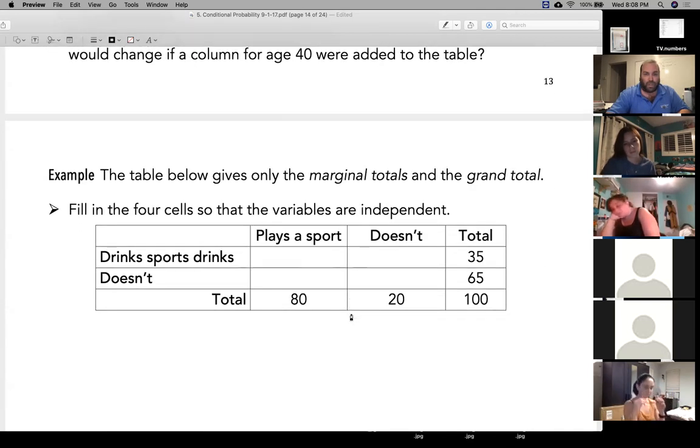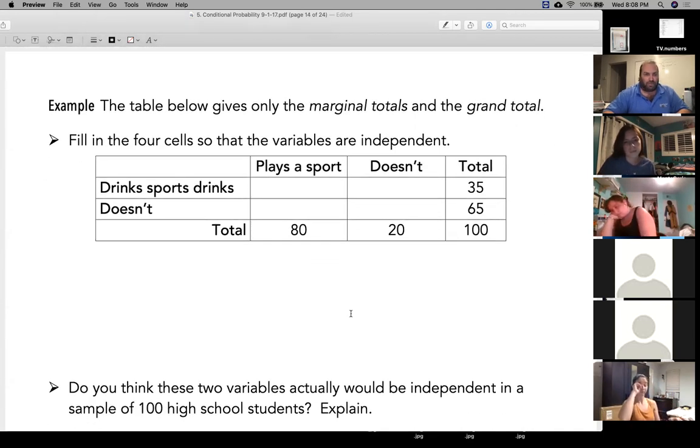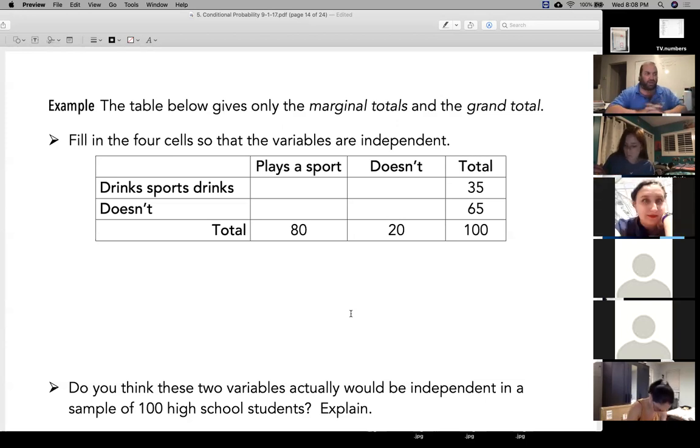Okay. So let's look at the next example. The table below gives only the marginal totals and the grand total. Suppose you lost all the information. Suppose somehow you spilled something on your paper and all of the numbers in the cells went away, and all you have is the stuff in the margins on the right and on the bottom. How many people are we investigating in this problem? 100. Okay? Suppose someone told you that the variables were independent.